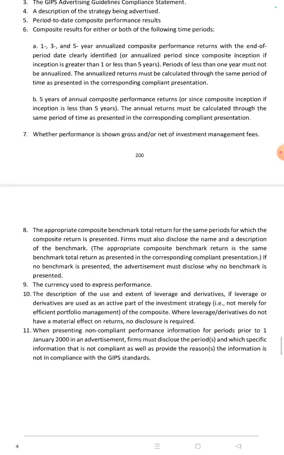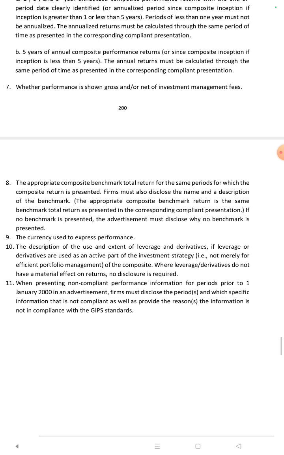The appropriate composite benchmark total return for the same period for which the composite return is presented must also be included, along with the name and a description of the benchmark. The appropriate composite benchmark return is the same benchmark total return as presented in the corresponding compliant presentation. If no benchmark is presented, the advertisement must disclose why no benchmark is presented.